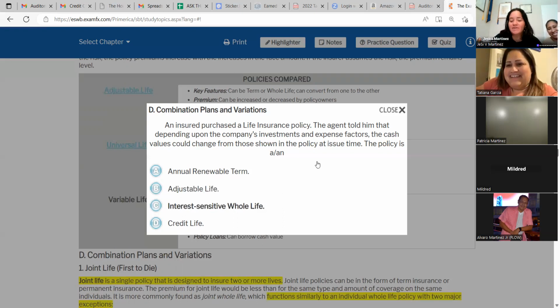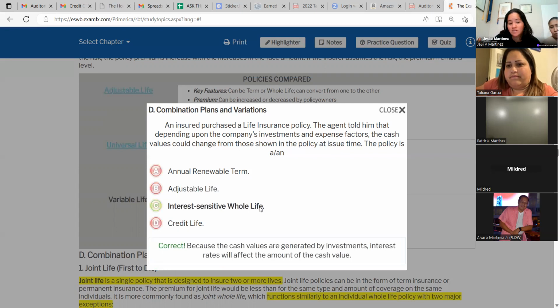I think it's interest sensitive because it's making it sound like it's gonna depend upon the company's investments, which is like the interest and how it's doing. I'm gonna see if that logic works. It says because the cash values are generated by investments, interest rates will affect the amount of the cash value. Sometimes we try to complicate ourselves, and I'm super guilty of that. The question is telling me it's sensitive to how it's doing out there, so the most sensitive option will be the interest sensitive life.